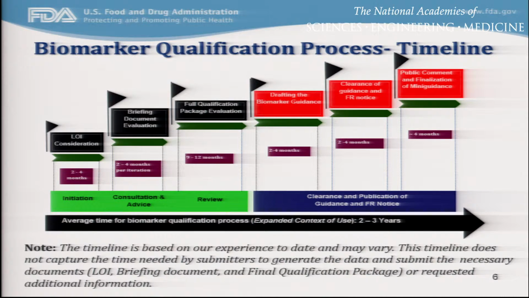These are the three stages in biomarker qualification: initiation, consultation and advice, and review stage. The initiation stage corresponds to receiving the letter of intent and reviewing it, the consultation and advice stage is with briefing documents and reviewing them, and the final qualification package is received in the review stage. Some timelines are indicated based on our experience, but we have streamlined the process some, and we continue to streamline the process to make it more efficient and faster.